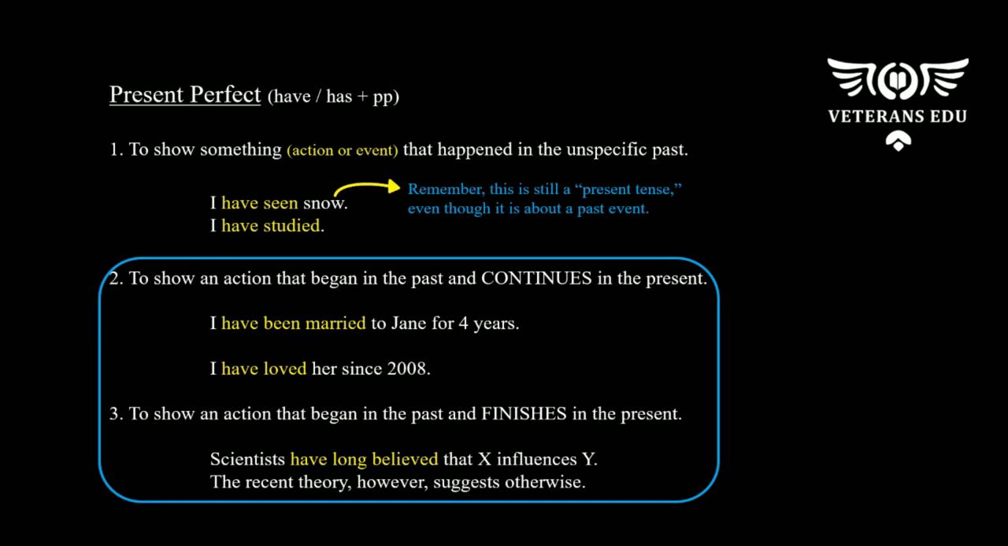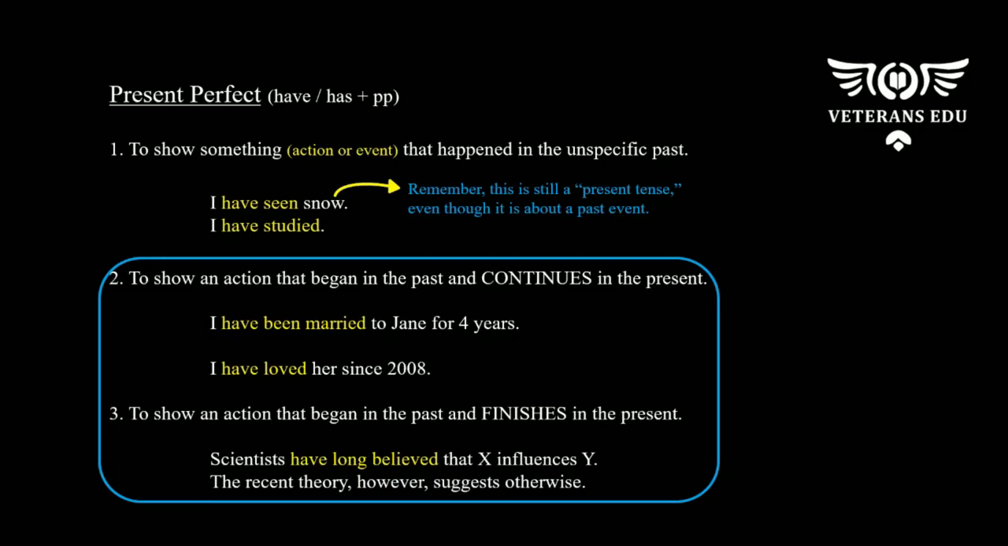We can also use the present perfect to show an action that began in the past and continues in the present. For example, "I have been married to Jane for 4 years" suggests that I married her 4 years ago and I'm still married to her at the moment. Likewise, the sentence "I have loved her since 2008" suggests that I loved her from 2008 until now, and it's a still ongoing action.